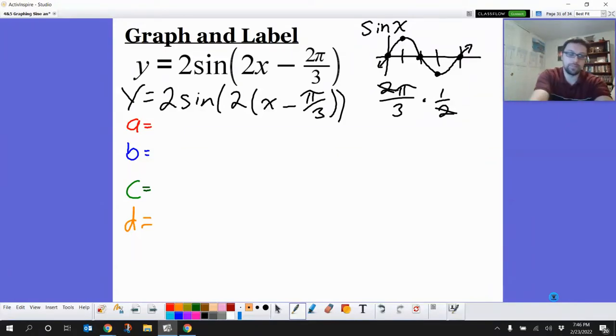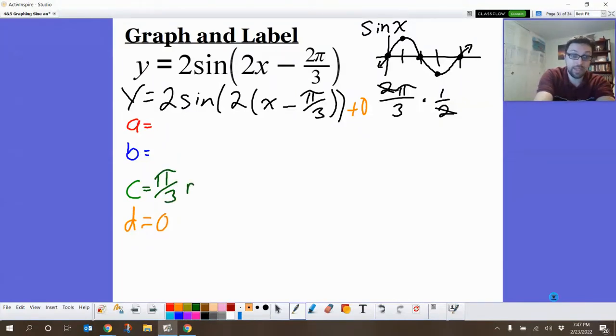Okay, cool. All right, so our d value is 0. We're going to go nowhere up and down. Our phase shift is going to be pi over 3. It's being subtracted, so that goes to the right. Addition would be to the left. Our b value is 2, so our period is 2 pi over 2, which is just pi. And then our amplitude A is going to be 2 up and down.